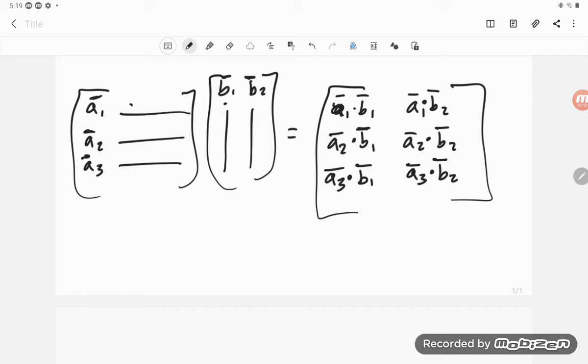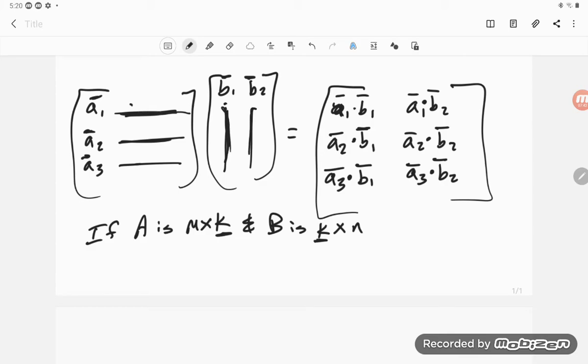Now, what we see from this is if A is M by K and B is K by N. Notice the number of columns here in A. I didn't show you the columns, right? But the number of columns there in A and the number of rows here in B, I didn't show you how many rows, but they have to be equal.